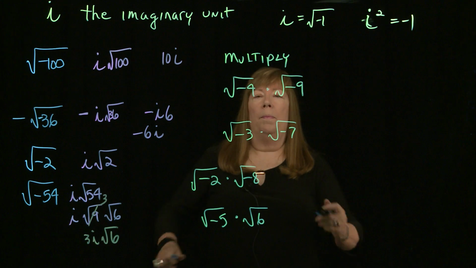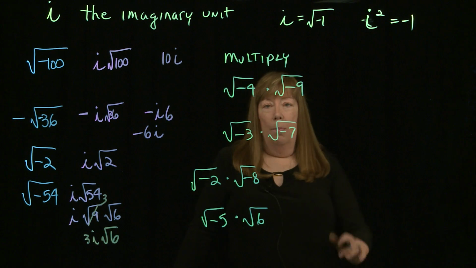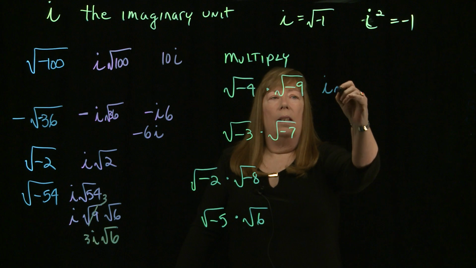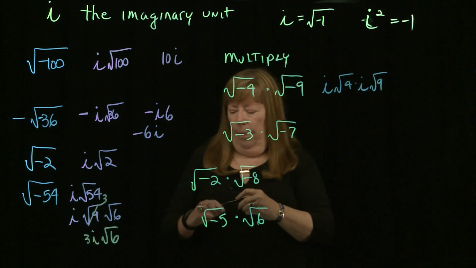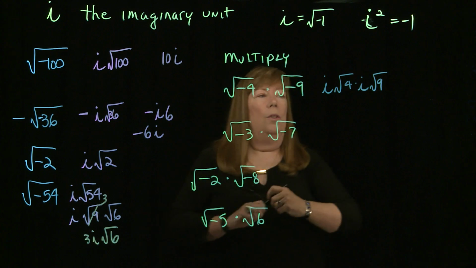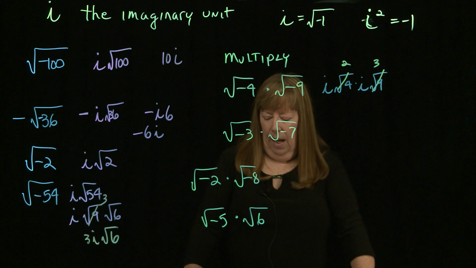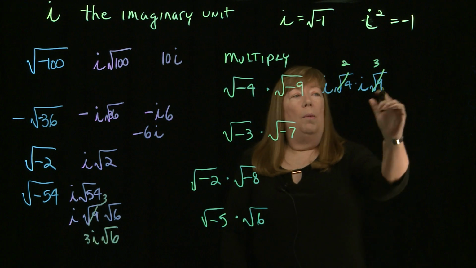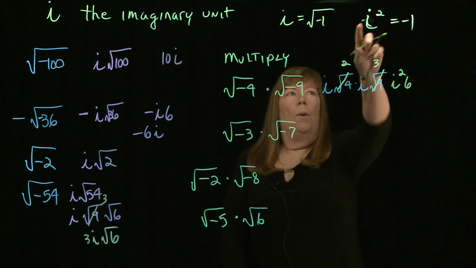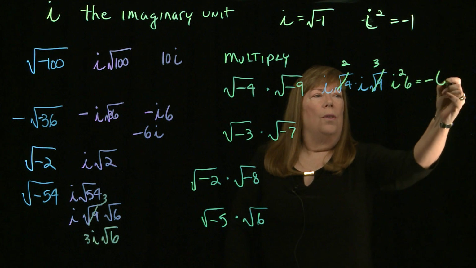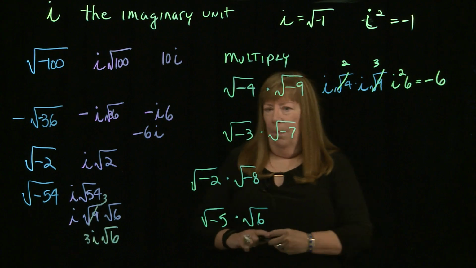Now let's multiply them. The square root of -4 times the square root of -9. We should simplify them first. So that's i times the square root of 4 times i times the square root of 9. Well, the square root of 4 is 2, and the square root of 9 is 3. So now we have i times i is i squared, and 2 times 3 is 6. Remember, i squared is simply -1, so that makes this whole thing -6. Good. Let's try another one.